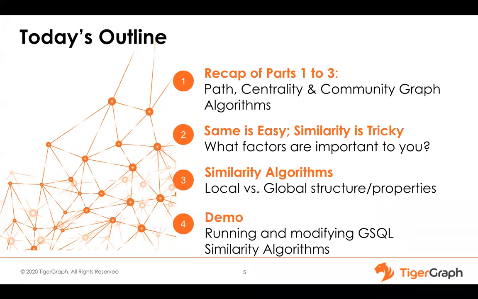And then we'll go into some of the common approaches for similarity, which have been written. There are a couple common algorithms which originally were not written for graph, but we offer some graph-oriented versions. And those are both local similarity algorithms. And then we'll talk about global similarity and what that means. And then, of course, we'll do some demo using GSQL, Graph Studio, and those algorithms.